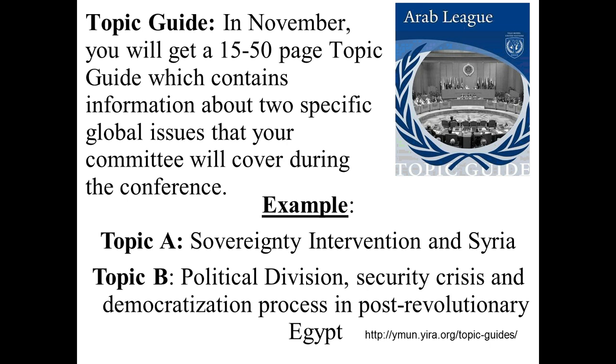And then topic B, political division, security crisis, and democratization process in post-revolutionary Egypt. So it just basically means what can countries outside of Egypt do along with Egypt in order to facilitate a smooth transition of leadership in Egypt.